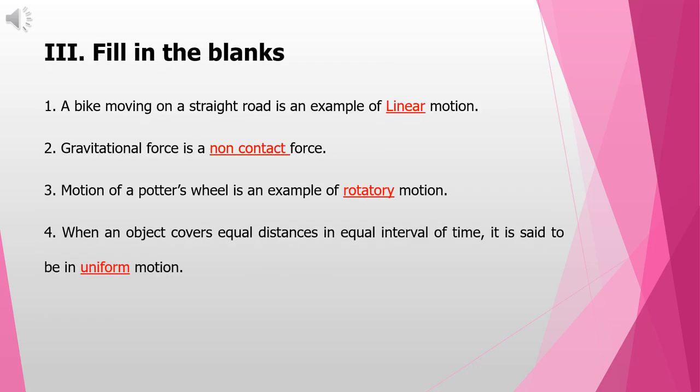Roman letter 3. Fill in the blanks. Question number 1. A bike moving on a straight road is an example of dash motion. Straight. Note the word straight here. If any body moving on a straight line, the motion is rectilinear. Otherwise, we commonly say it as linear motion. Here, the bike moving on a straight road.